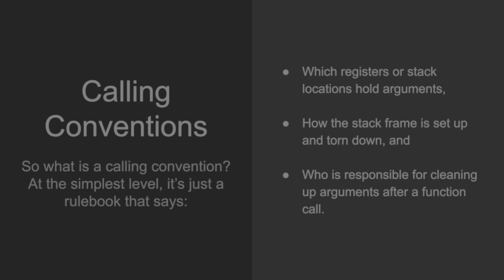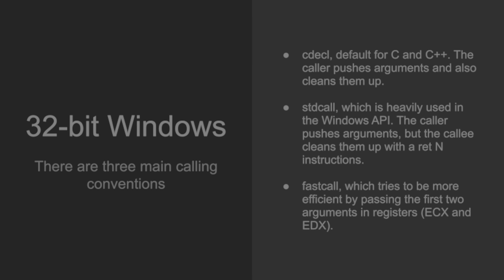So what is a calling convention? At the simplest level, it's just a rulebook that says which registers or stack locations hold arguments, how the stack frame is set up and torn down, and who is responsible for cleaning up arguments after a function call. In 32-bit Windows, there are three main conventions: CDECL, which is the default for C and C++. The caller pushes arguments and also cleans them up.